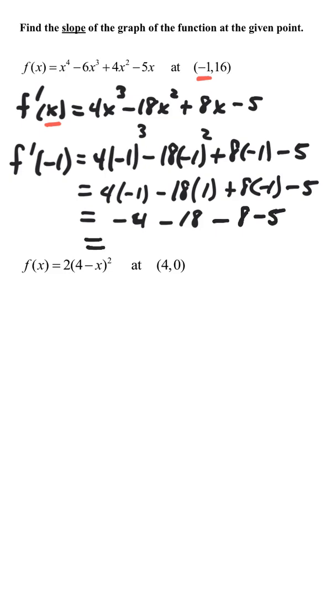Grand total, negative 4 minus 18 is negative 22. Minus 8 is negative 30. Minus 5 more is negative 35.